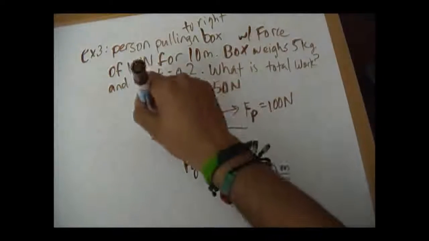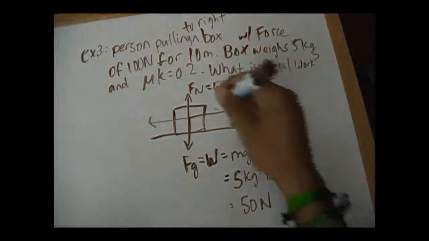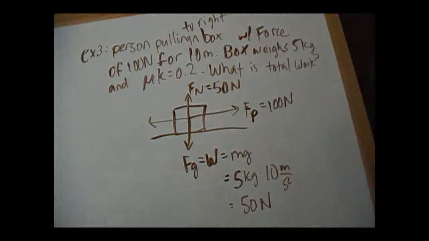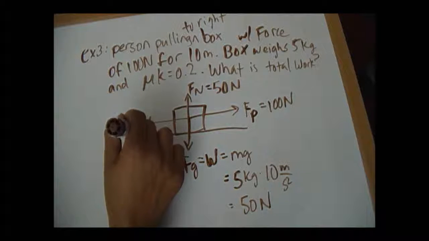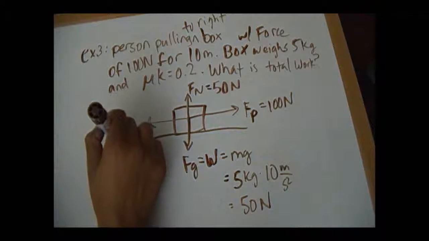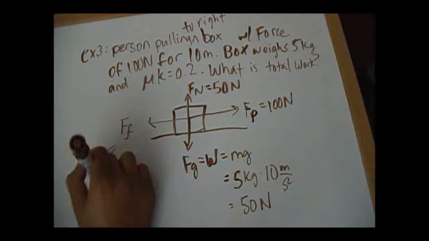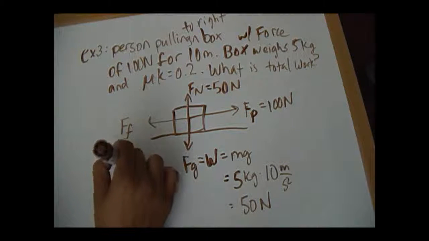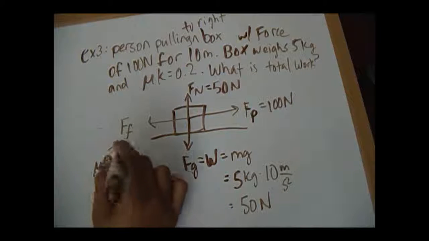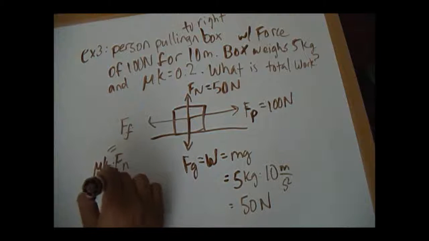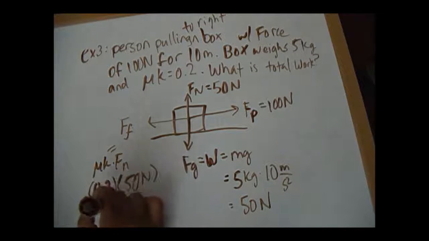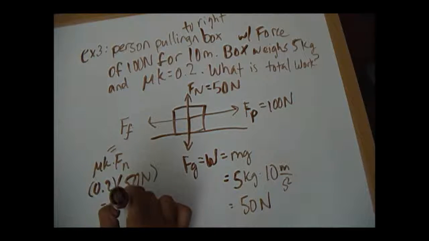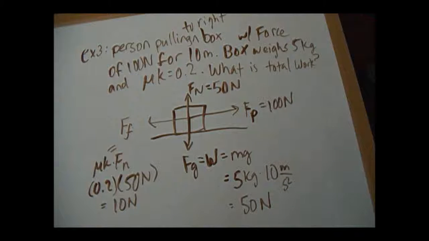So the final force we need to talk about is the friction. Since it's being pulled in this direction to the right, the friction force has to be in the opposite direction. So the force of friction has to be to the left. So I'll put force of friction. Now the force of friction in this case is equal to mu k times the force of normal. So in this case, mu k is 0.2 times that 50 newtons. So it'll equal 10 newtons. So there you have it so far.